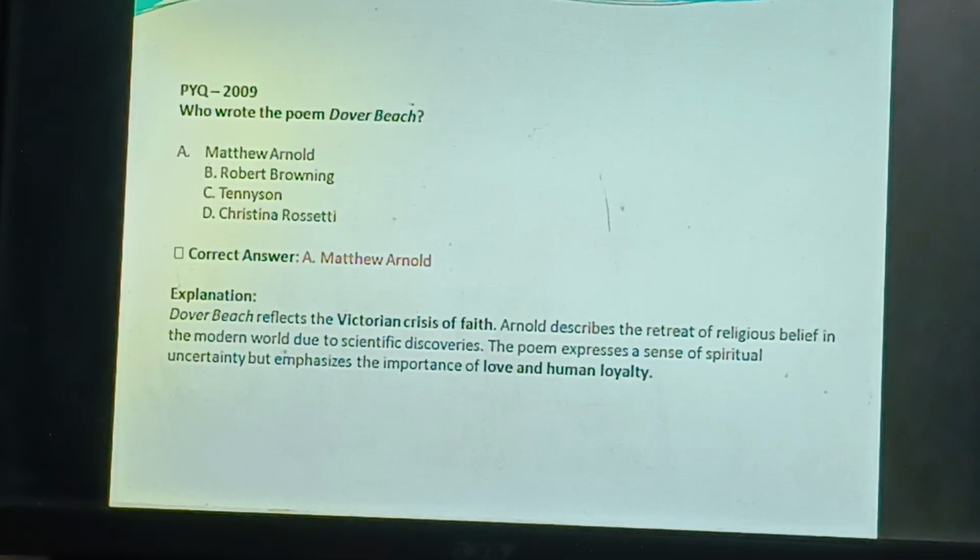Next, who wrote the poem Dover Beach? It is a very prominent poem, so you can guess it. There are four options: Matthew Arnold, Robert Browning, Tennyson, Christina Rossetti. The correct answer is Matthew Arnold. Dover Beach reflects the Victorian crisis of faith, and it describes the retreat of religious belief in the modern world due to scientific discoveries. The poem expresses a sense of spiritual uncertainty but emphasizes the importance of love and human loyalty.